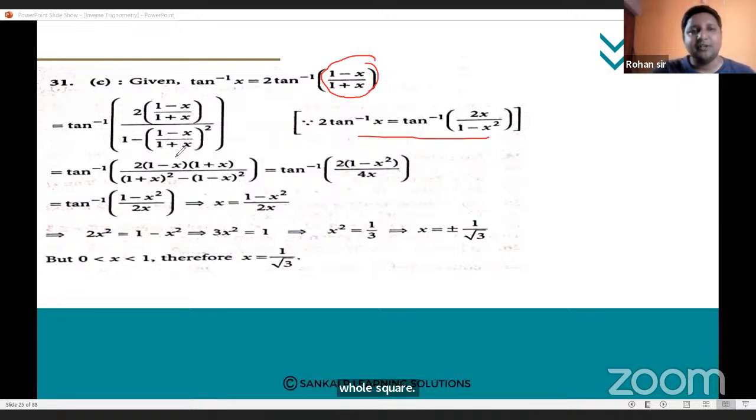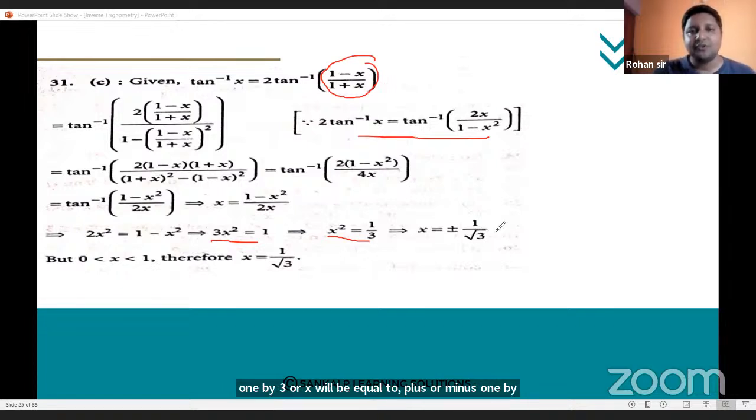In the denominator we take the LCM, which will be (1 plus x) square, so (1 plus x) square minus (1 minus x) square. In the numerator we already have (1 plus x), so one factor of (1 plus x) and the LCM will cancel off. On simplifying we get 2 into (1 minus x square) upon 4x. So x will be equal to (1 minus x square) upon 2x. We again get a quadratic equation. So we get 3x square equal to 1, or x square equal to 1 by 3, or x equal to plus or minus 1 by root 3.